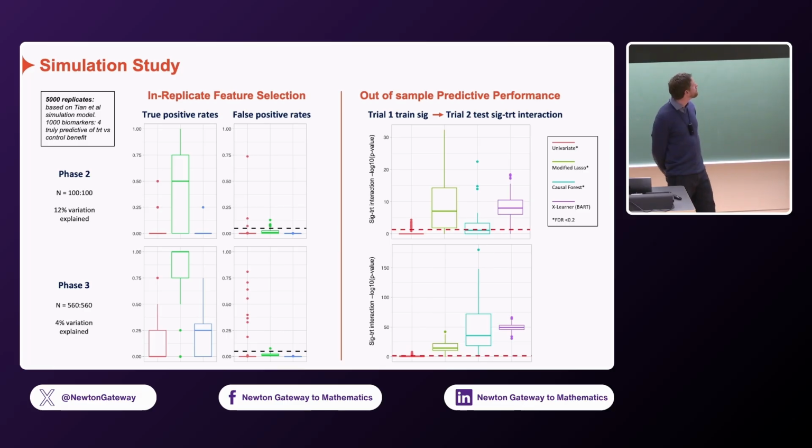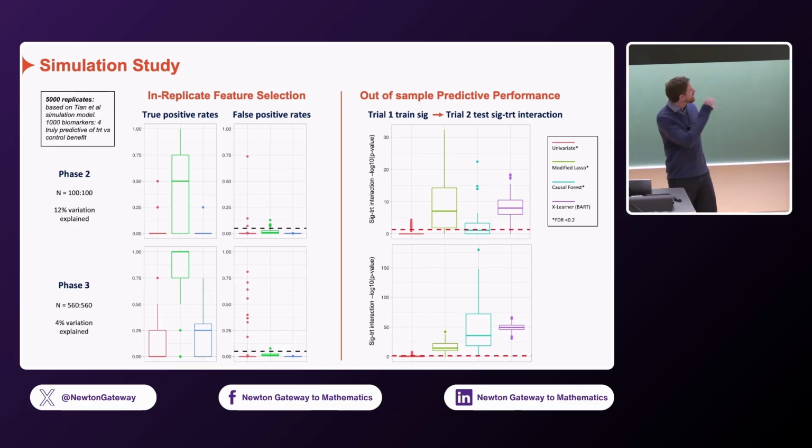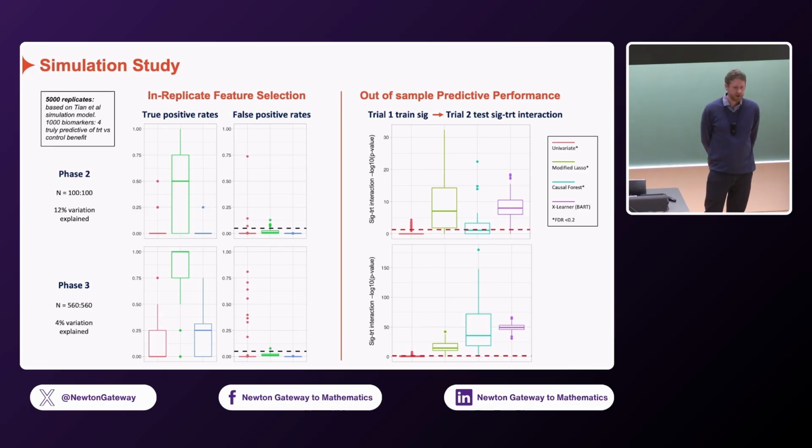Two do, two don't. We simulated 2 scenarios, phase 2 and phase 3, basically just by altering the N for the trials in the disease area we were thinking about at the time. Those N's correspond to the sizes of those phase 2 and phase 3 trials.